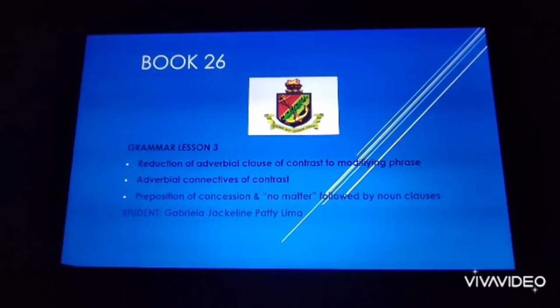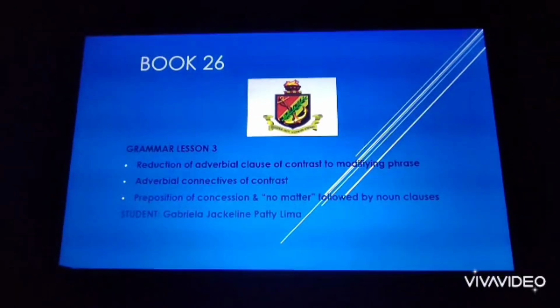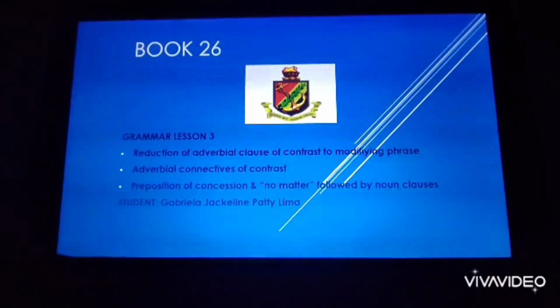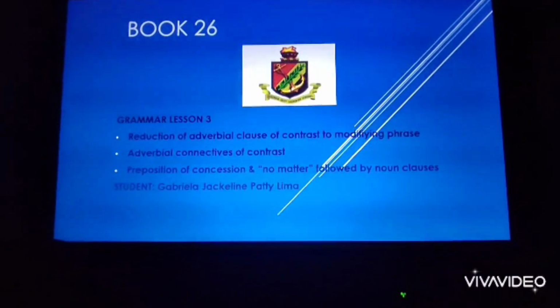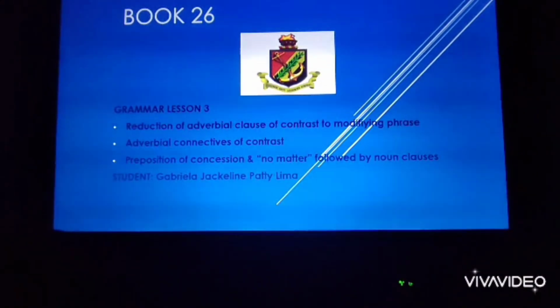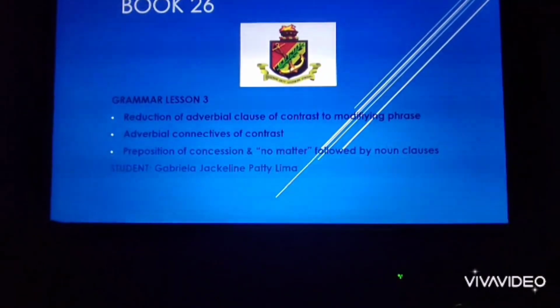In this opportunity, I'm going to talk about the grammar of lesson 3 of book 26. The grammar that I will explain are reduction of adverbial clauses of contrast to modifying phrase, adverbial connectives of contrast, and prepositions of concession and no matter followed by noun clauses. Let's start with the first grammar.